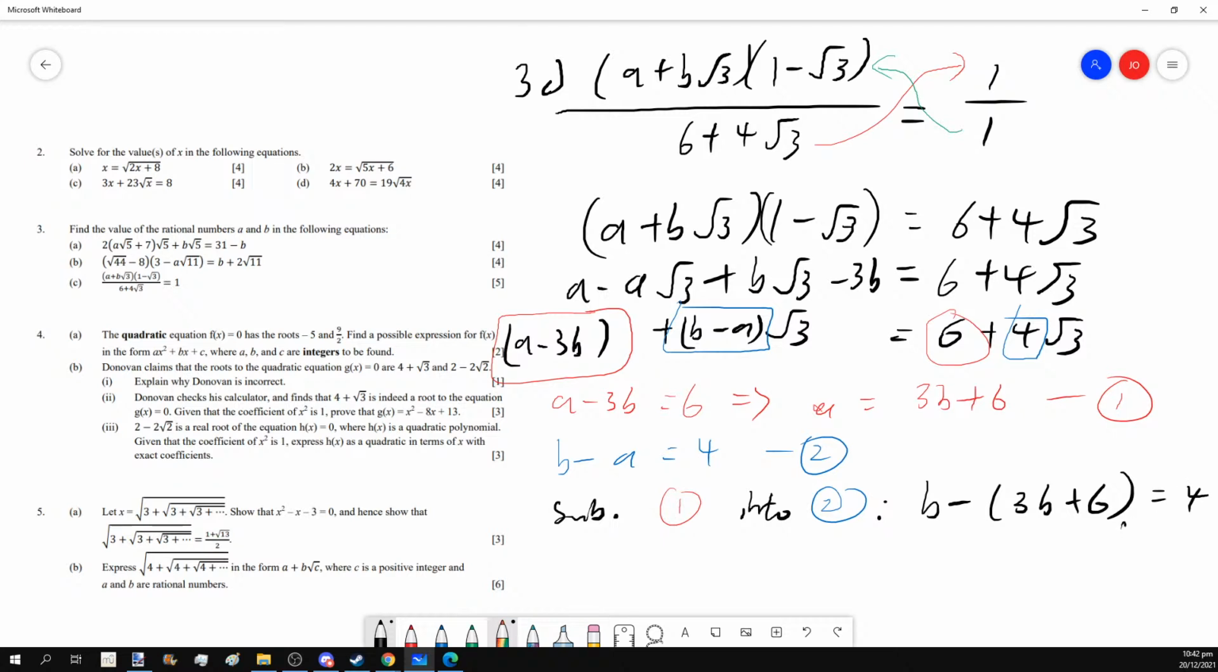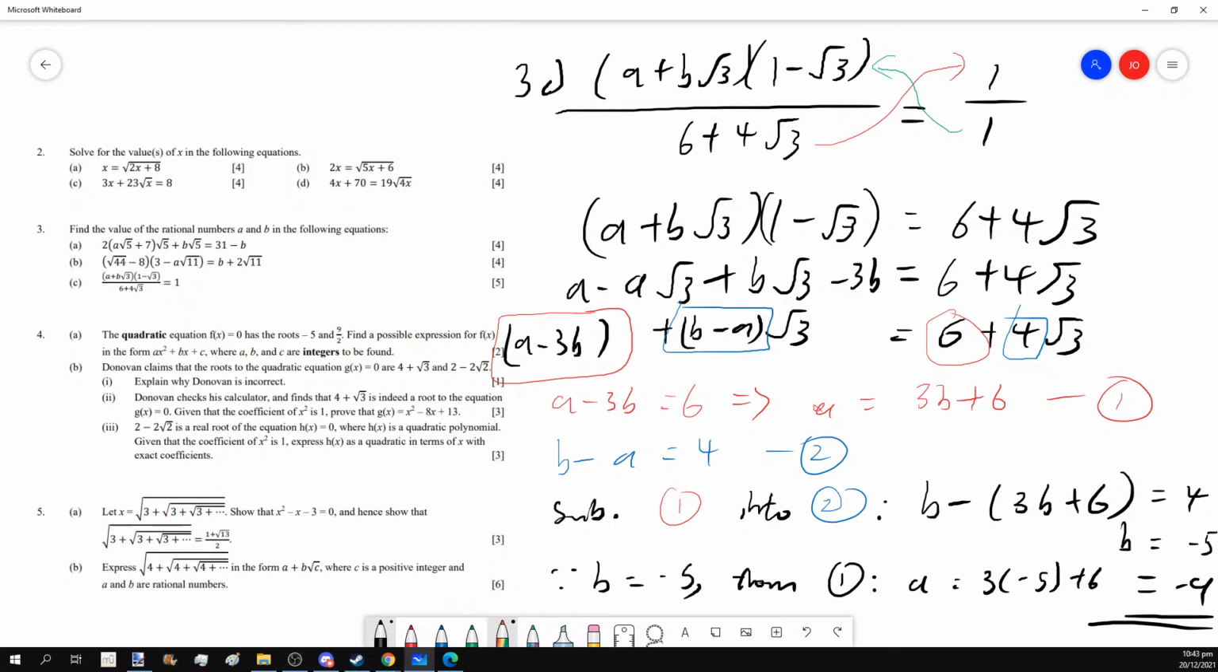Right, once you have this, you can work it out and get b equals to negative 5. And since b equals to negative 5, by using number 1, we have a equals to 3 times negative 5 plus 6. And therefore a is equal to negative 9. And we are done. A equal to negative 9, b equal to negative 5.